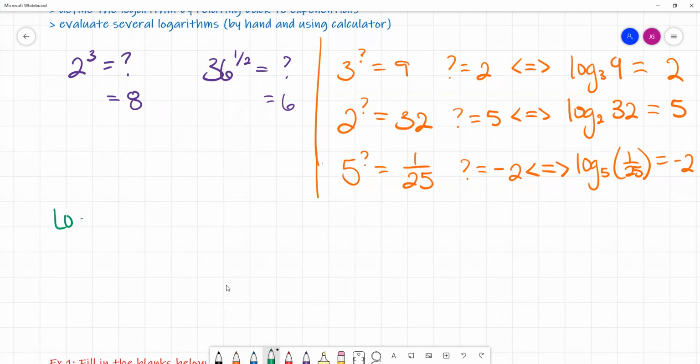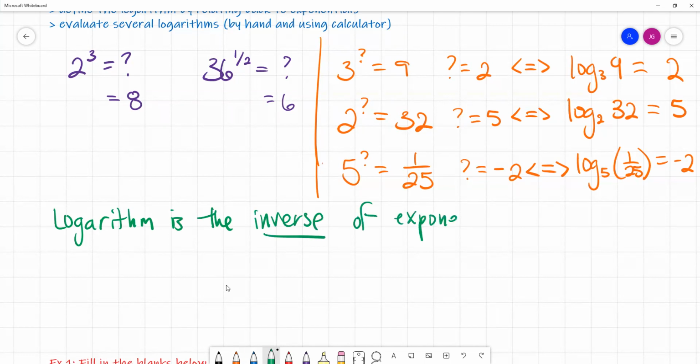This is how we pronounce this word, logarithm. It is the inverse of exponential. Just like addition and subtraction are inverses of each other, and multiplication and division are inverses of each other, logarithm and exponential are inverses of each other. They're inverse functions, inverse operations.